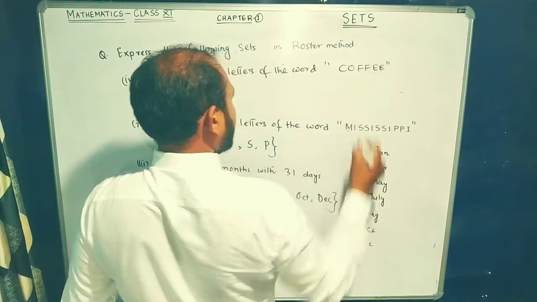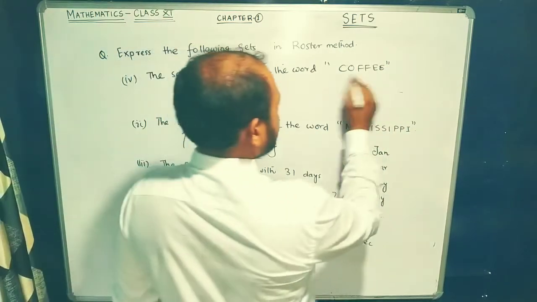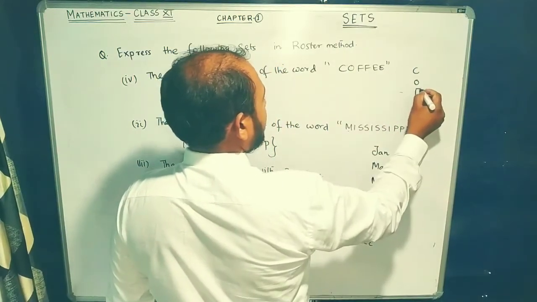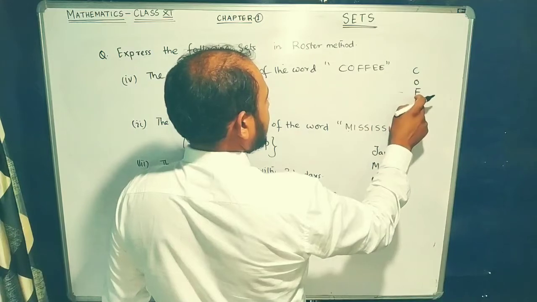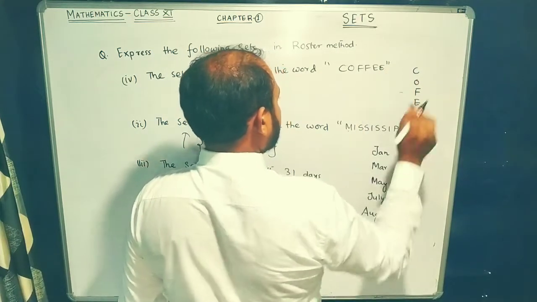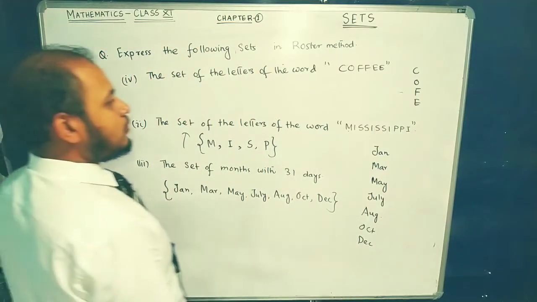Very simple. Try to do it. What are the letters? First of all, write the letters C, then we have O, then we have F, another F, no need to mention it again, already I mentioned it. Then we have E, another E, same thing. So there are 4 distinct letters. What are these? C, O, F, E.